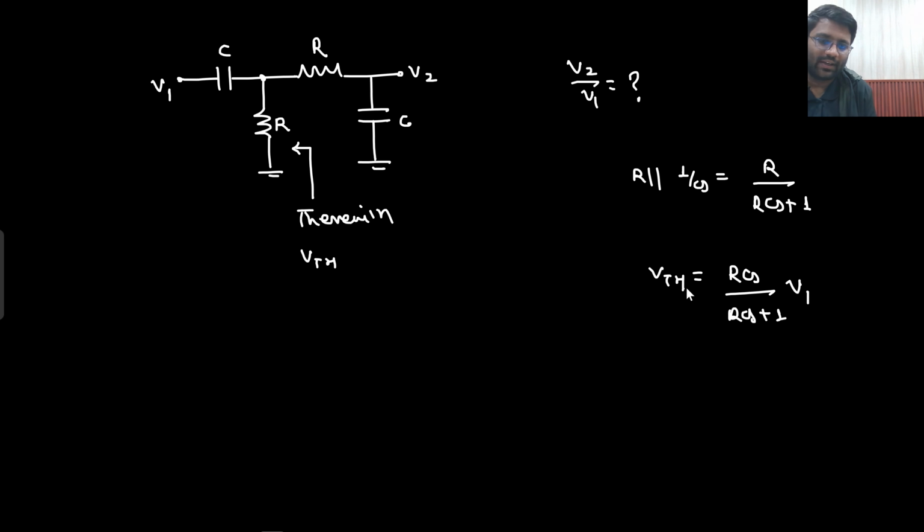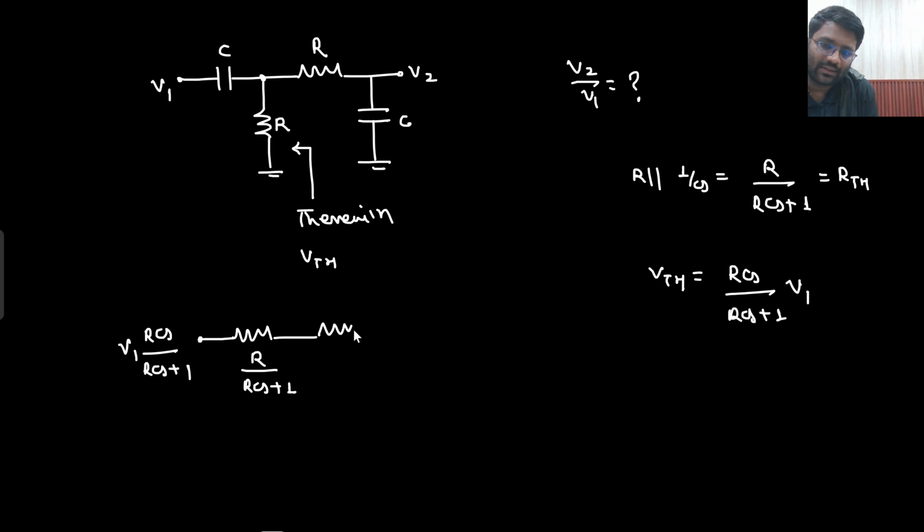Okay. So the scenario is you have got the VTH as well, you have got the RTH as well. The resistance that I am getting is R upon RCS plus 1. This is your VTH potential, which is nothing but RCS upon RCS plus 1 into V1. Then what are you having? You are having another resistance which is R, and then another capacitor which is C. This is your V2 node.